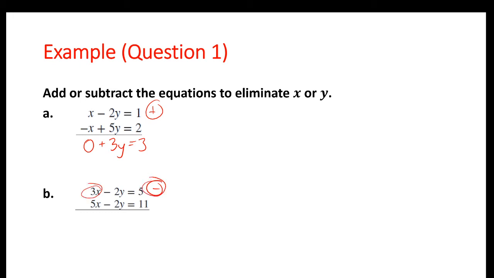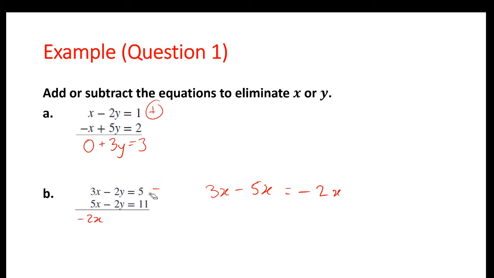3x minus 5x. Now it's important you do this the right way around. So top minus bottom. Okay, so 3x minus 5x, well, that's equal to negative 2x. So I'm going to write that down there.